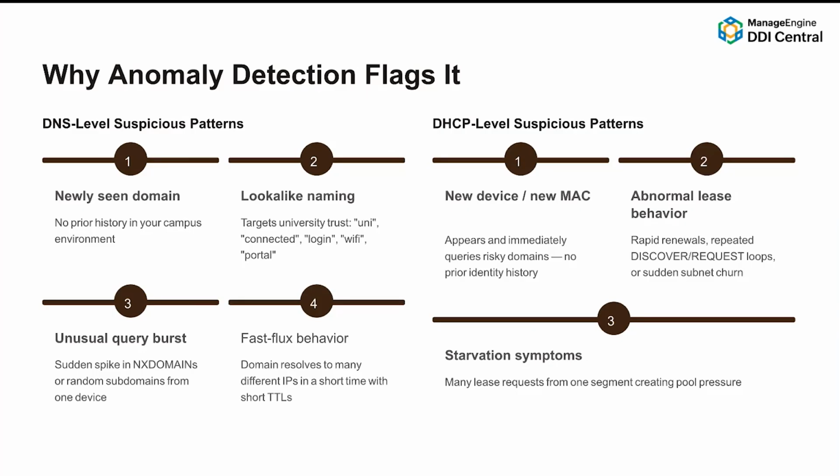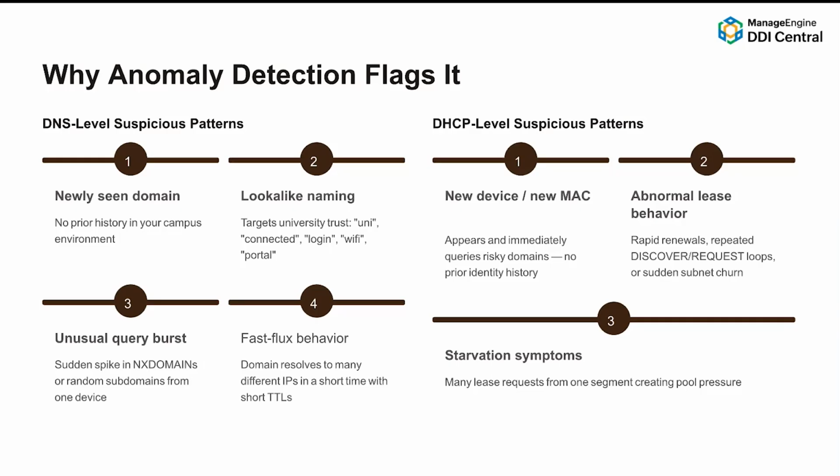Look-alike naming. Attackers borrow trust words: unique, connected, login, Wi-Fi portal. The name is engineered to feel like something the university would run. Third, unusual query bursts. Many of these campaigns don't do one lookup. They trigger follow-on lookups, subdomains, tracking hosts, redirects. You'll see sudden spikes, especially NX domain bursts or repetitive patterns from a single endpoint. Fourth, fast flux behavior. If the domain starts resolving to multiple IPs quickly, and that too with short TTLs, that's classic infrastructure designed to evade reputation systems and takedowns.